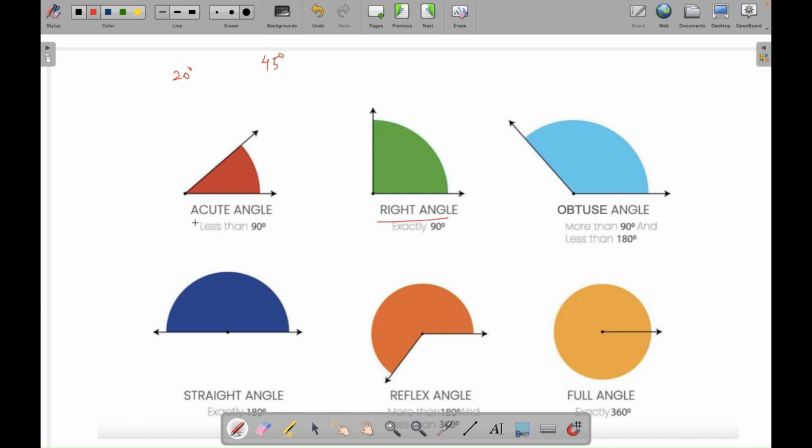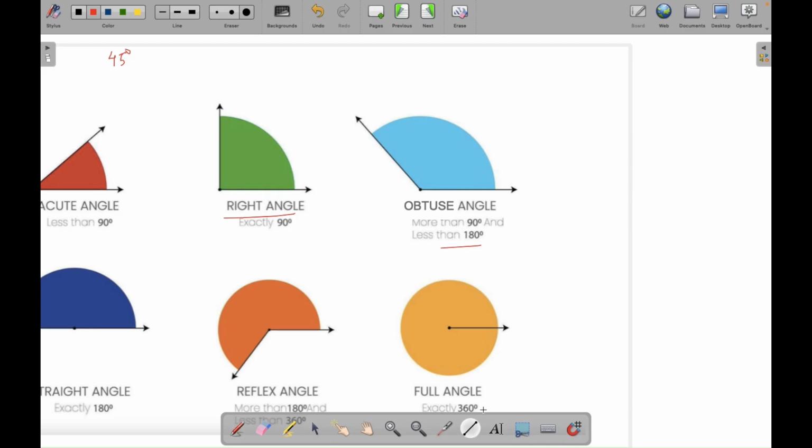If an angle is less than 90, it is known as an acute angle. If it is equal to 90, it is a right angle. If it is greater than 90 but less than 180, it is an obtuse angle. If it is exactly equal to 180, it is a straight angle. So we are getting different groups: less than 90, acute; equal to 90, right; greater than 90 but less than 180, obtuse; equal to 180, straight. Then greater than 180 but less than 360 is reflex, and exactly 360 is a full angle.